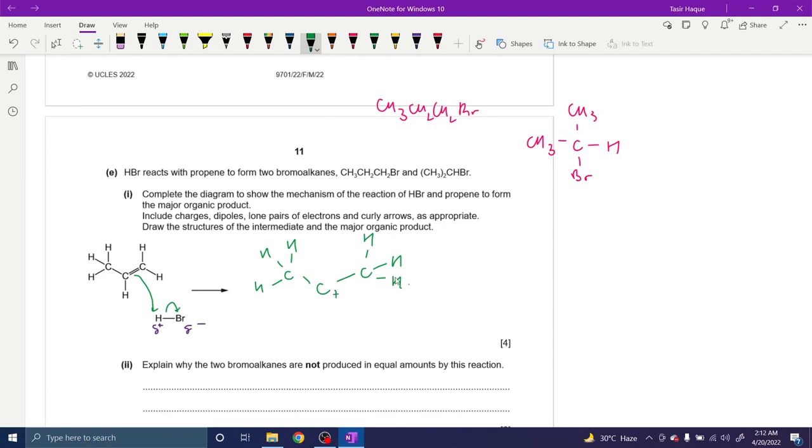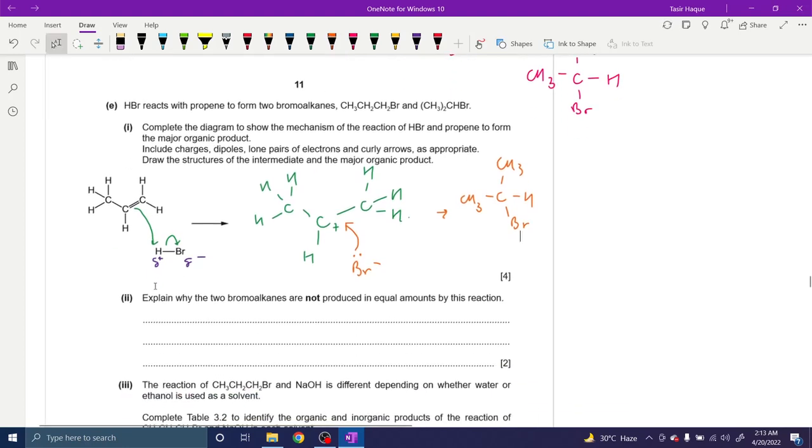That carbon now has 4 bonds, but the carbon in the middle has 3 bonds, and it turned into a carbocation. So who's going to attack this carbocation? The bromide anion that we formed in the first step. So we draw another curly arrow and we end up with CH3CHBrCH3. This is 2-bromopropane.